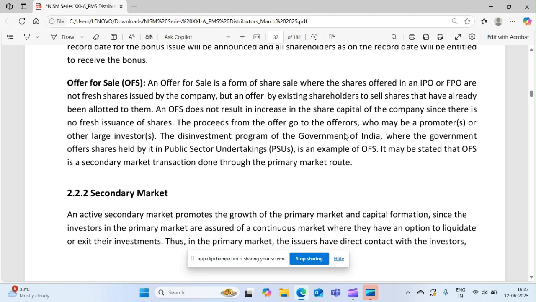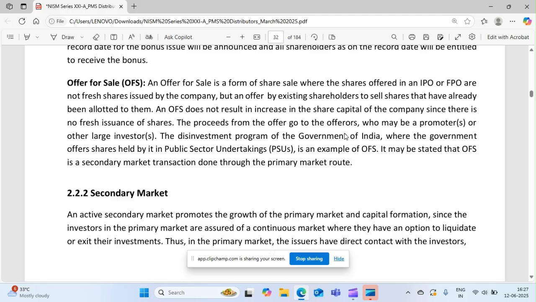Then there is an offer for sale. Offer for sale means what? I have already told you that when existing shareholders say that I want to sell my shares, don't issue new shares, we will sell our existing shares. Like government of India, which owns ONGC, it has come out with an IPO, but later on to sell stake in ONGC, it announced an offer for sale, which means government of India, which is an existing shareholder, is selling a part of its ownership.